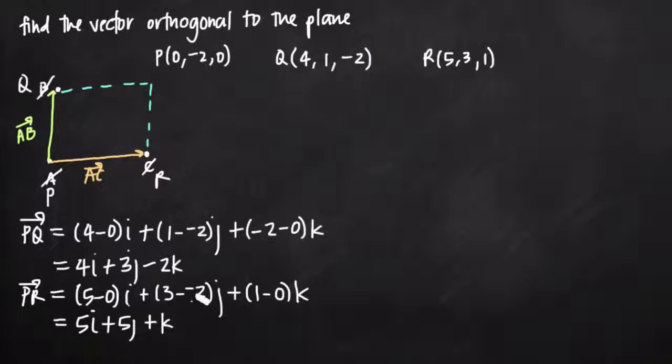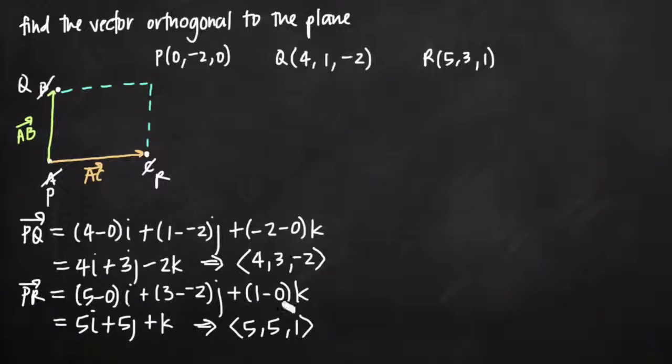Now these are my vector representations. I can also just pull out the components or the direction numbers of these vectors, and I can write this vector as 4, 3, -2 when I take the coefficients on my i, j, and k terms. Same thing here, I'll take my coefficients and say that my direction numbers are 5, 5, 1. Now these are vector representations of PQ and PR. I've essentially defined my plane.